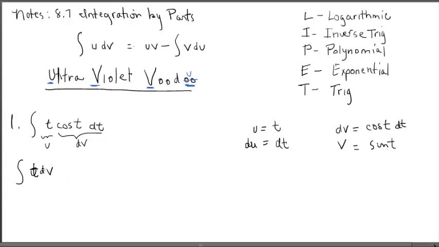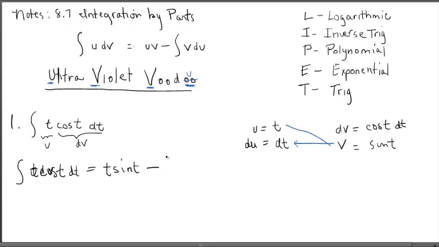Now thinking about my formula here, the integral of u dv, which is the integral of t cosine t dt, is equal to the product of uv. So I have to multiply these two. That would just be t sine t, easy enough. That's part of the answer, no further action needs to be taken, minus the integral of v du. So now it's minus the integral of v du right here.